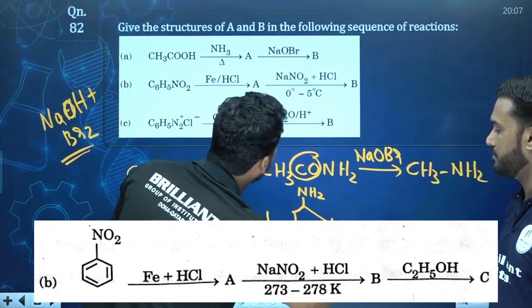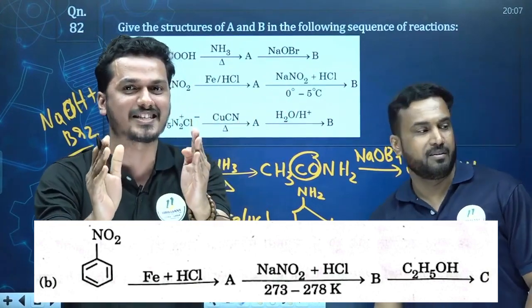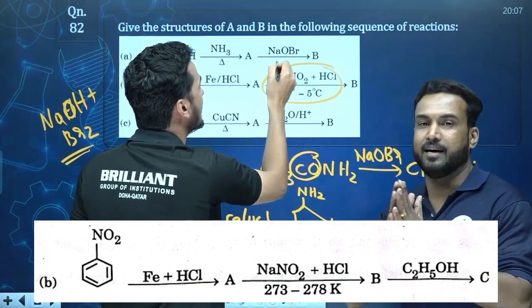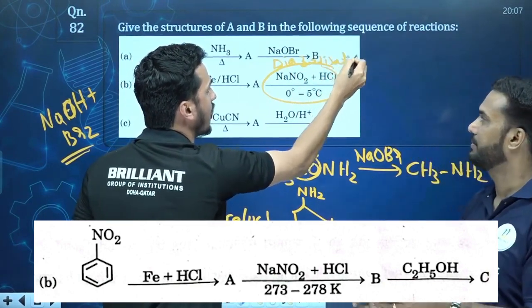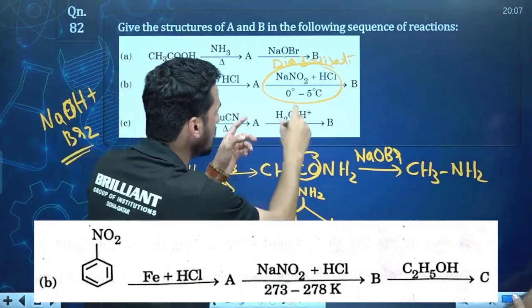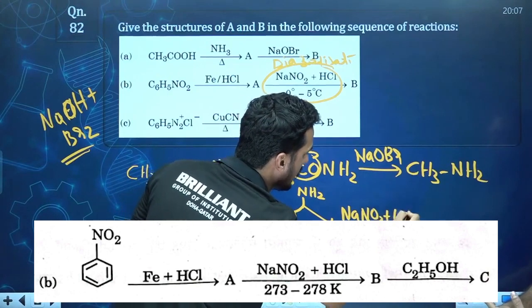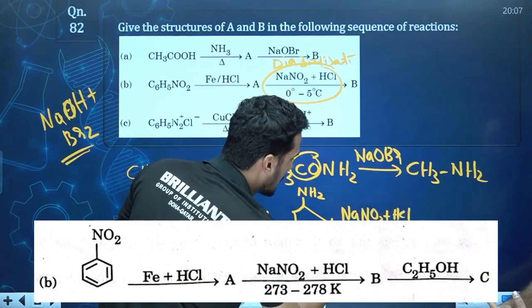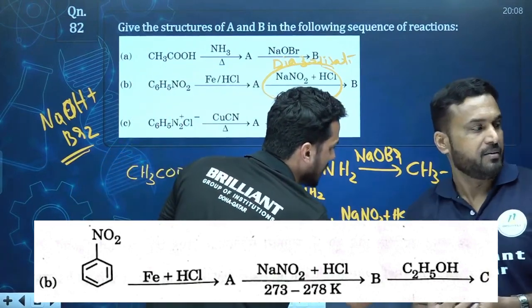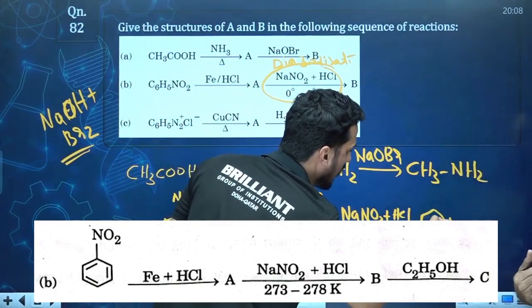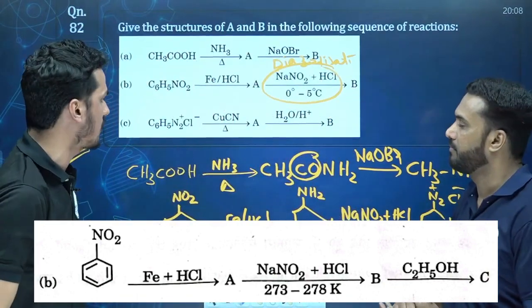Then that aniline, if you are treating with NaNO2 plus HCl at 0 degrees Celsius to 5 degrees Celsius, that is called diazotization. Don't forget the idea, diazotization. The temperature is very, very important. So we will get benzene diazonium chloride, N2+Cl-.